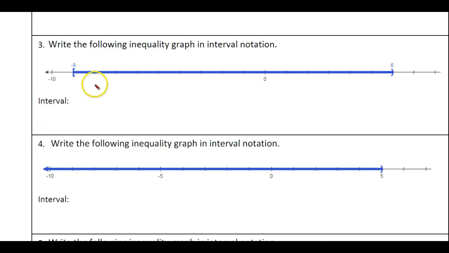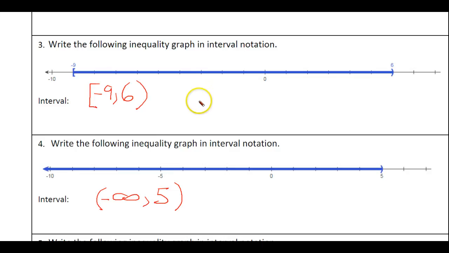So right from the graph, it'll be a bracket, negative 9, and then it's going to 6 now, and 6 has a parenthesis. And here it's coming from negative infinity, going up to 5. And what do we see at 5? A parenthesis. So you might say, how would you write this in its inequality form?